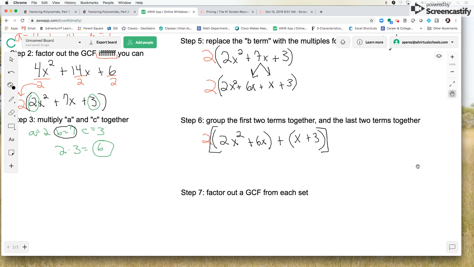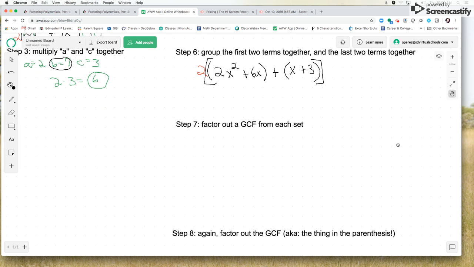Okay, step 7. Factor out a GCF from each set. So let's go ahead again. Let's rewrite our problem. Okay. 2x squared plus 6x plus x plus 3. Okay, so let's look at each one of these and see what our greatest common factor is. So from the first set, I'll use a different color, I'll use green. What do they have in common? What multiple? Well, we can see that they're both even, and 2 only has one set of multiples, so we know they're both divisible by 2, but they also have a variable in common.